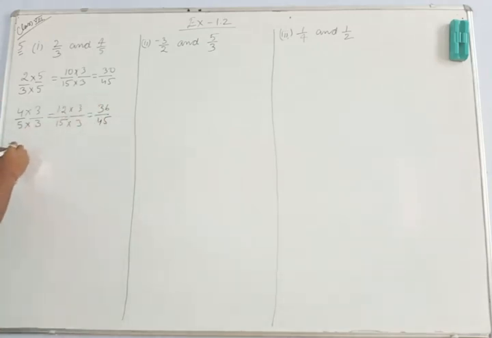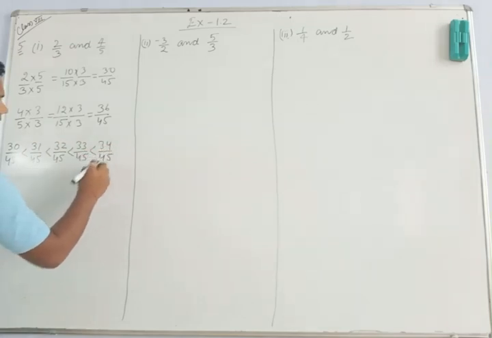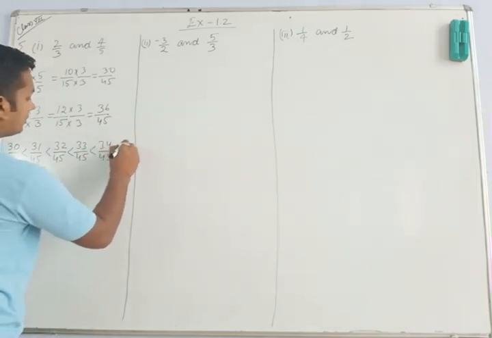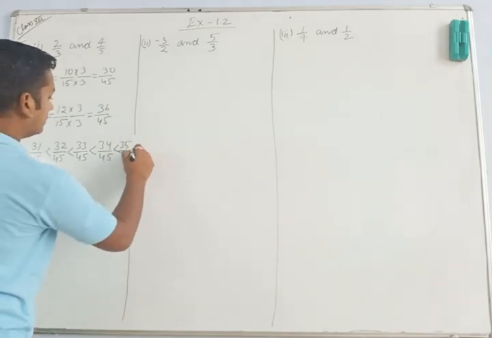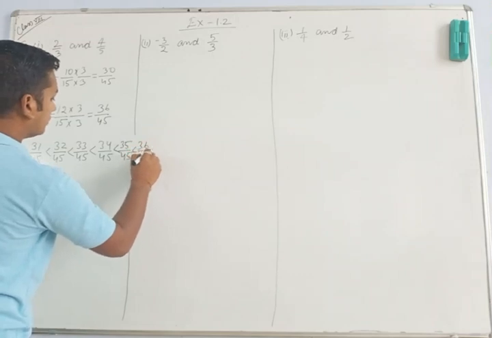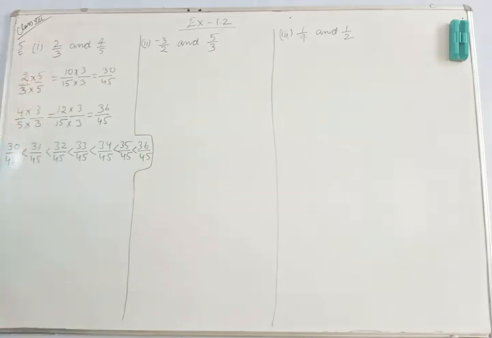So 30 upon 45, 31 upon 45, 32 upon 45, 33 upon 45, 34 upon 45, 35 upon 45, and 36 upon 45. So this is it. How many rational numbers have I got? 1, 2, 3, 4, 5. So this is the question.